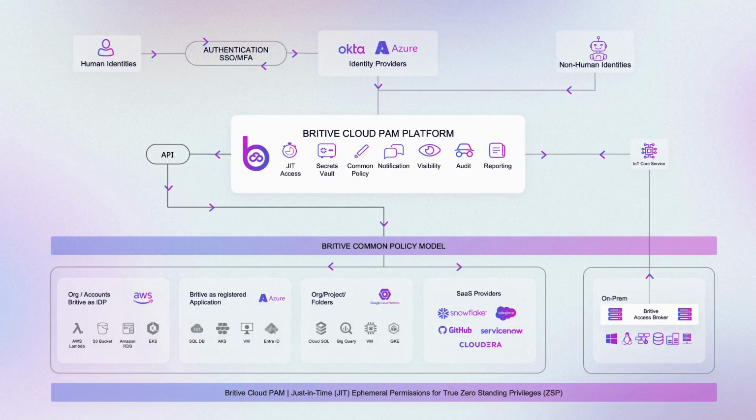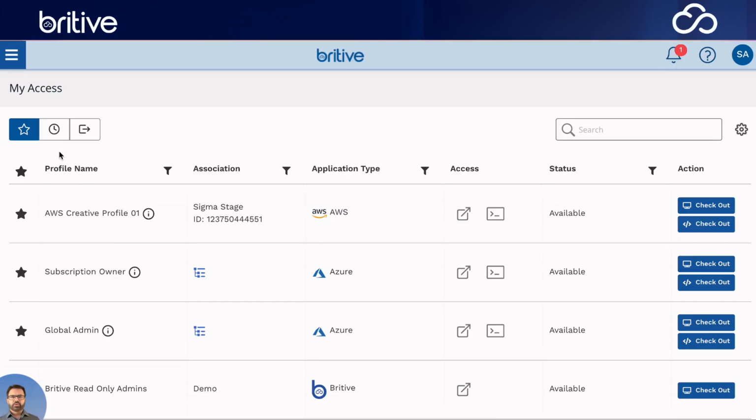The Brightov Common Policy Model enforces zero standing privileges, while Secrets Vault, visibility, SIAM integration, and audit reporting ensure operational agility, security, and compliance. Let's take a look at the demo.